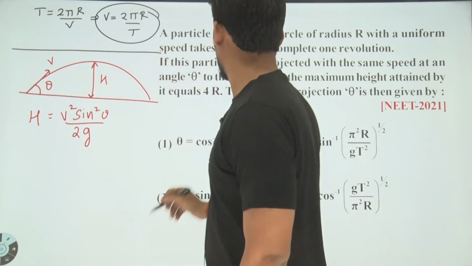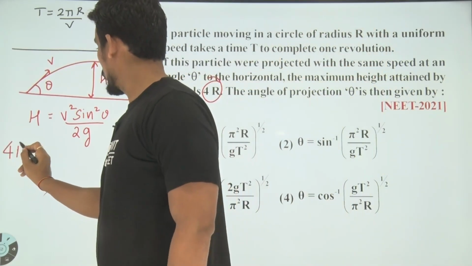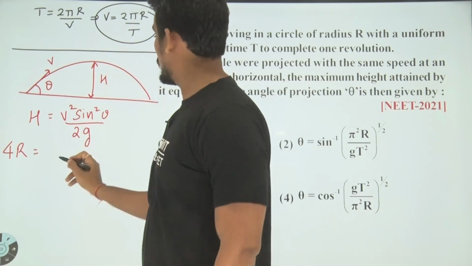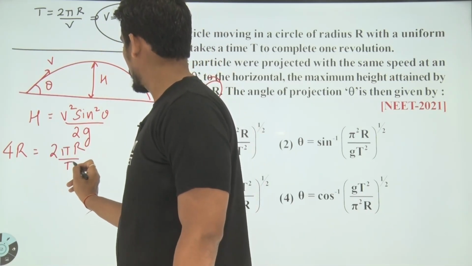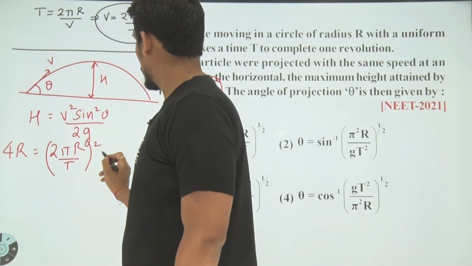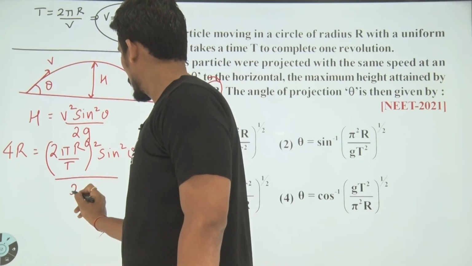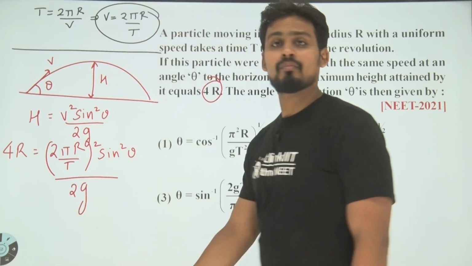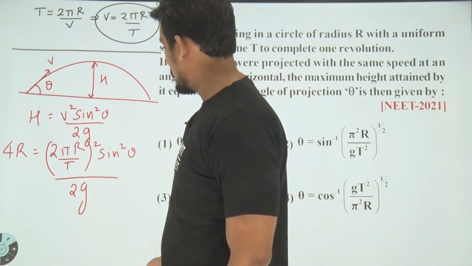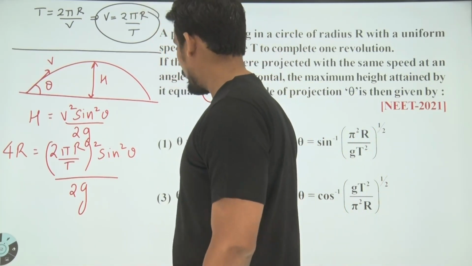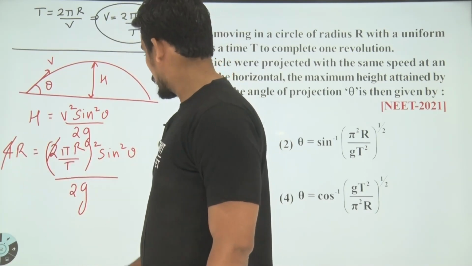Correct? Yes or no? The value of h is given as 4r. So let me write down over here. So 4r is equal to, what the value of u is? 2 pi r by T whole square into sine square theta whole upon 2g. Yes or no? Now once you have understood this, can I cancel out the common factors from here? What are those? So can I say 2 and 2 gone? Can I say 1 r is also going?